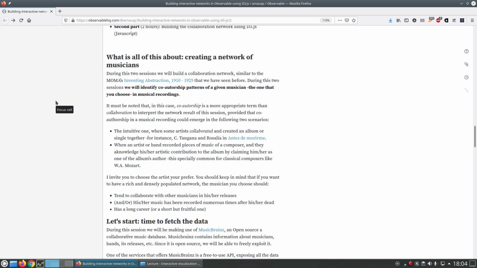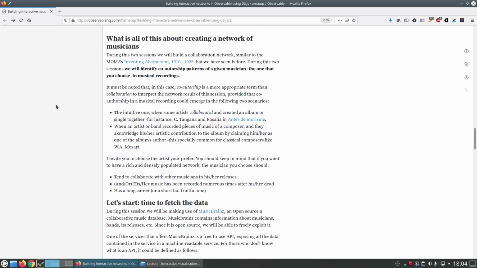So we want to map relationships. And what we will do specifically is identify co-authorship patterns of a given musician, the one that you like most. I choose, for instance, John Coltrane, the jazz musician, but you can choose whatever musician you prefer. And we will see the co-authorship patterns in their musical recordings. So let me explain what I mean with co-authorship patterns in musical recordings.